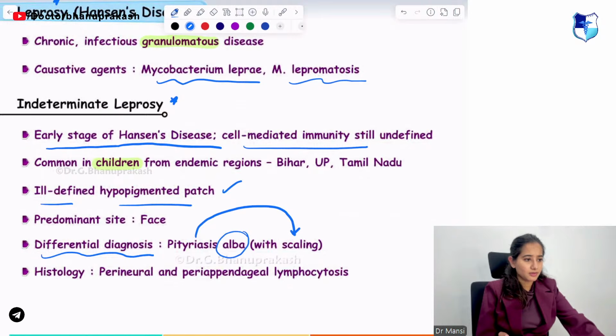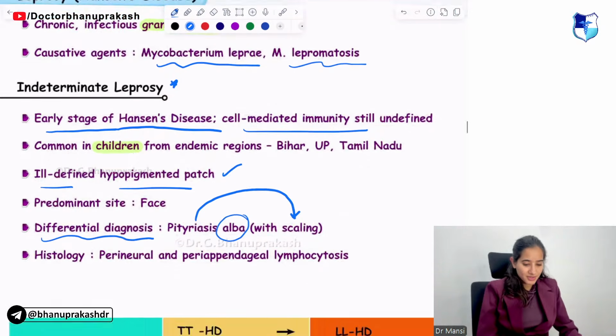Am I audible? I hope I'm audible to all. Kindly comment down in the section, please, just to confirm.